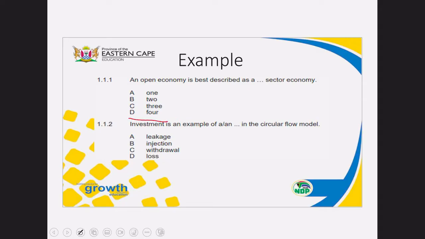Here, the question is, investment is an example of A or N dash in the circular flow model. Now, when you talk of an investment, it will definitely be your injection. So B will be your answer this time. These are the kind of questions that you might come across on Tuesday.